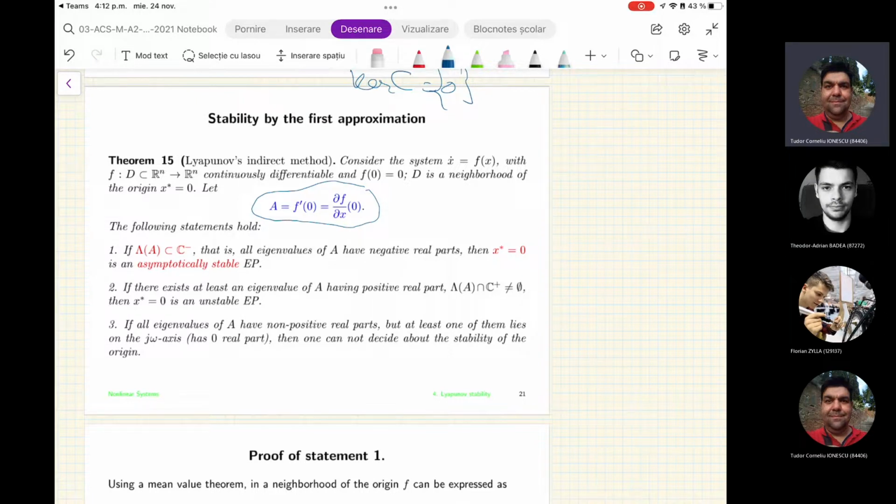So it doesn't mean that if A has imaginary eigenvalues, you can have the system either stable or unstable. You remember the center behavior. Do you remember the center behavior? Yeah, the center behavior. A is 0 omega or minus omega, omega 0. If you remember this, okay, this was the center behavior.